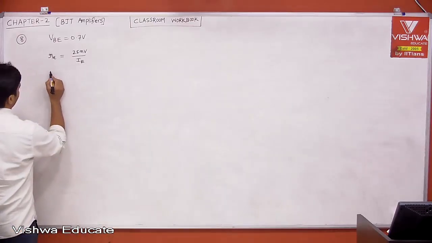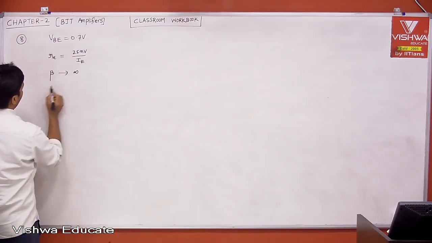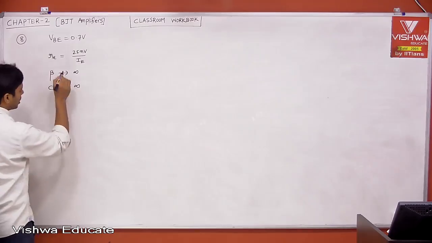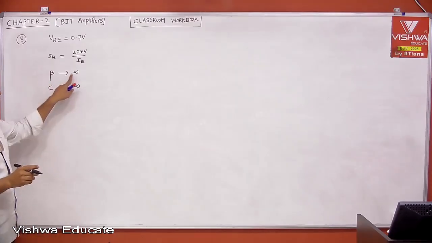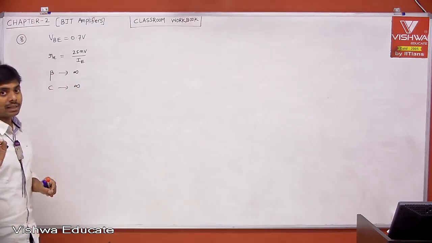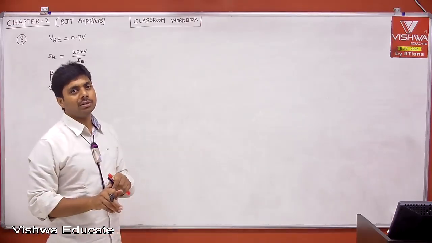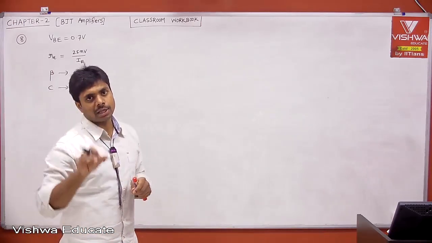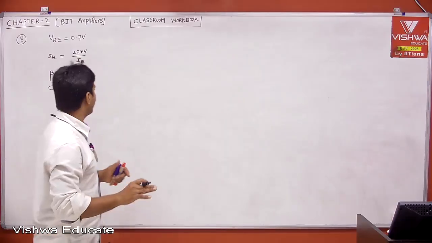Beta and all capacitances are very large. I'm just representing it as very large. Means tends to infinity, but absolutely they are not infinity. Very large means you can neglect base current with respect to collector current, and IE is equal to IC. That is the meaning of beta very large.